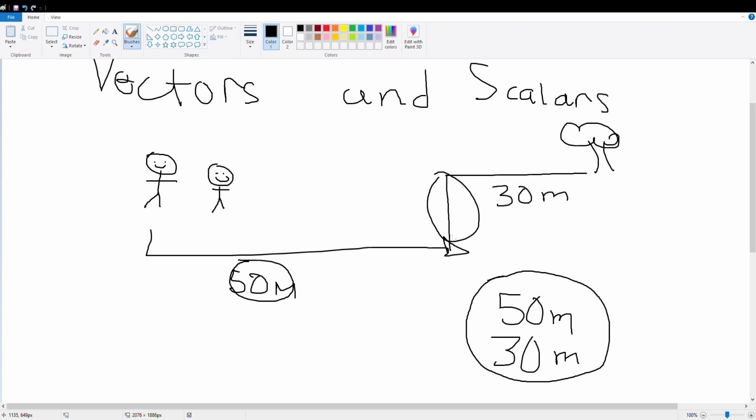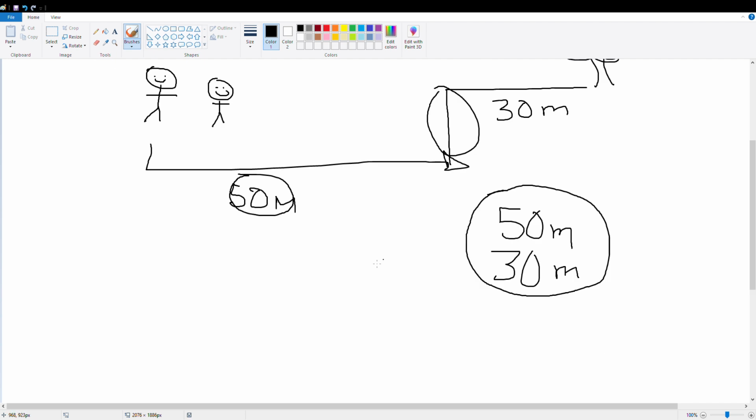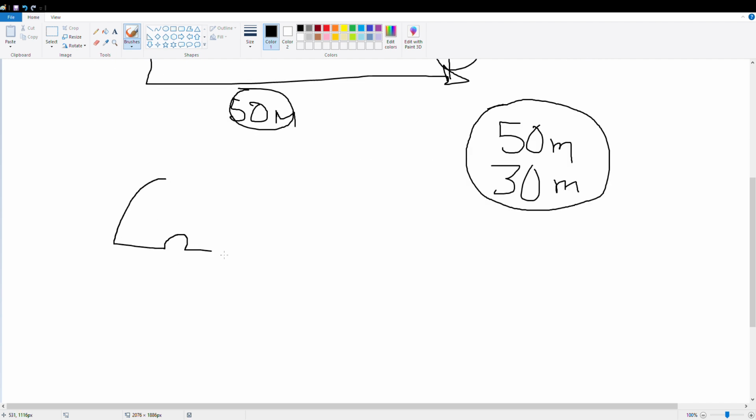Another example of a vector quantity is velocity. If I tell you a car is moving at 50 kilometers per hour, that's just a scalar, because all I'm telling you is that the car is moving at 50 kilometers an hour. I'm just telling you its speed, and that's about it. But if I tell you where the car is going, which is north, it would make it a vector quantity.